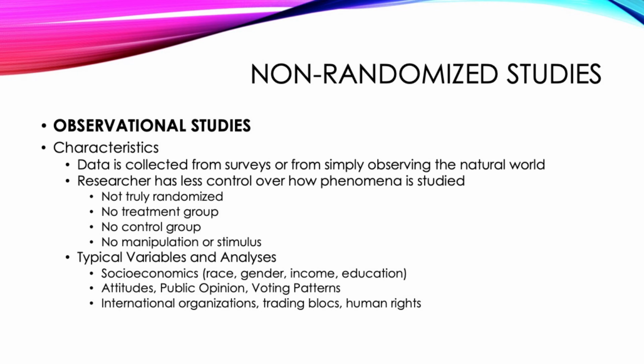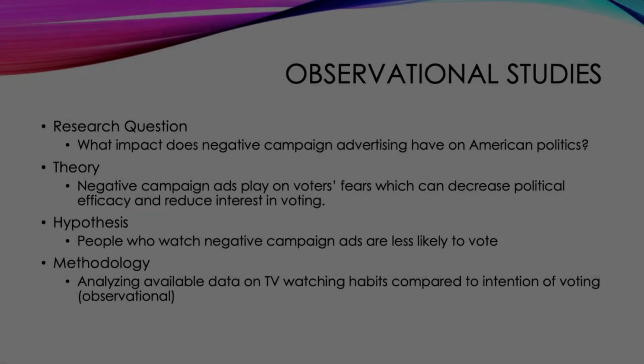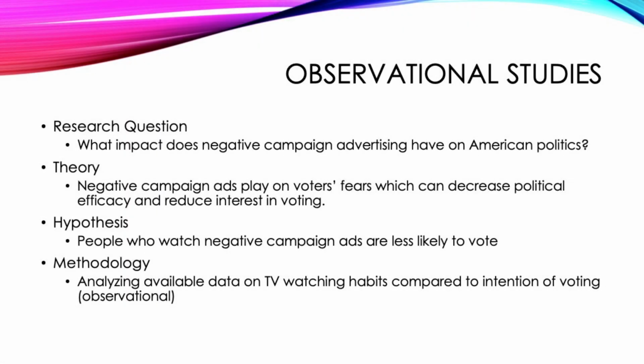And so typical variables in analyses and observational studies are things like socioeconomics, demographics, attitudes, public opinion, voting patterns, the behaviors or actions of international organizations, trading blocs, human rights groups, all things that we can observe in the natural world. So keeping with our American politics example of negative campaign advertisements, our research question, we'll stay with this example.